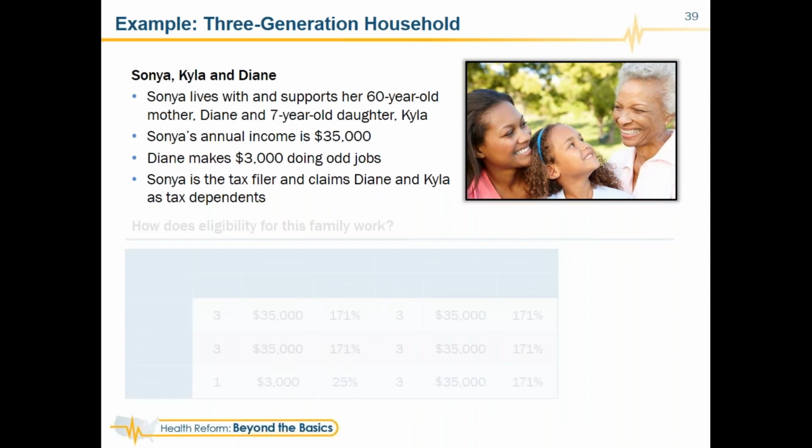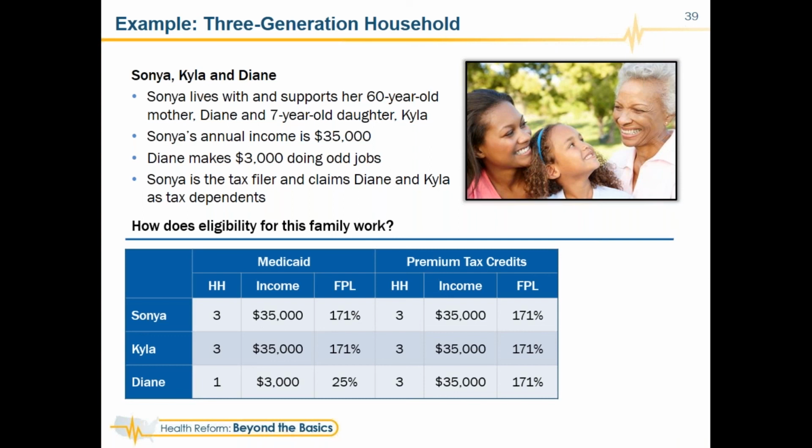So the marketplace will first try to determine eligibility for Medicaid, right, using Medicaid rules. So we determined that Sonia and Kyla have household incomes of $35,000 and their household size is 3. This puts them at about 171% of the federal poverty line, which in most cases would make Kyla eligible to qualify for either Medicaid or CHIP in her state, depending on the state's levels. And Sonia will qualify for premium tax credits and cost sharing reductions.